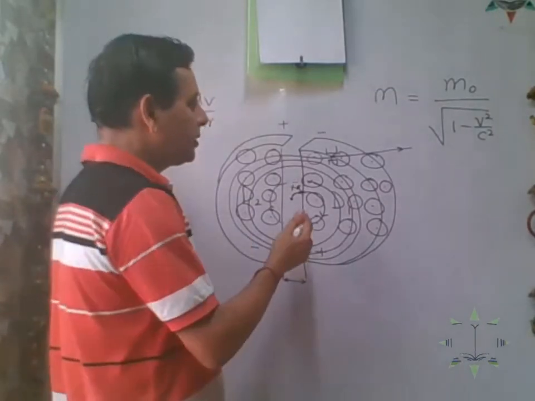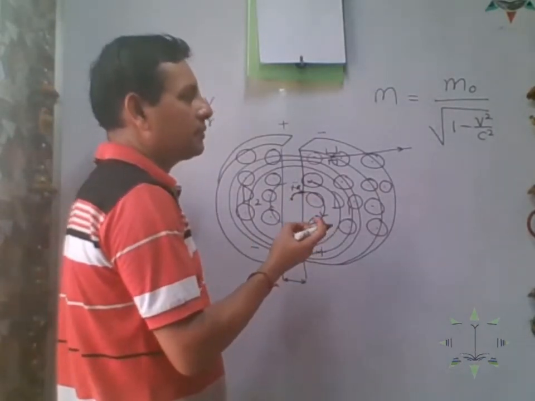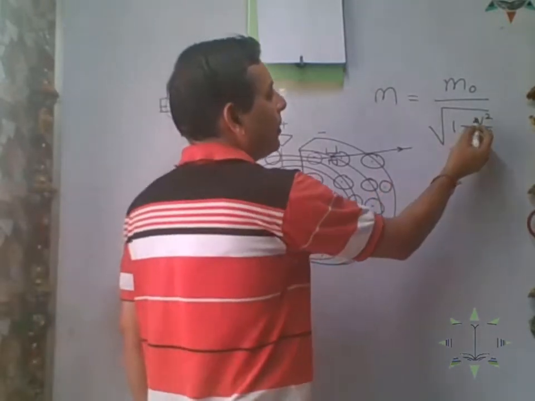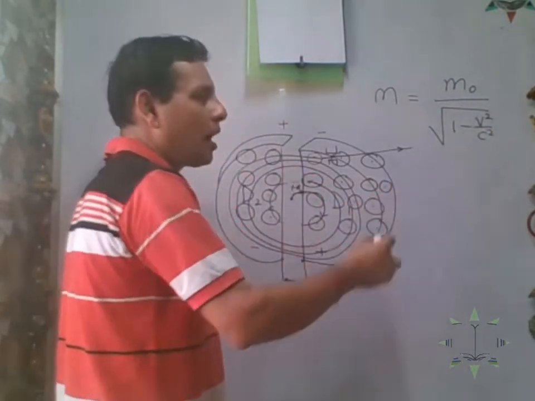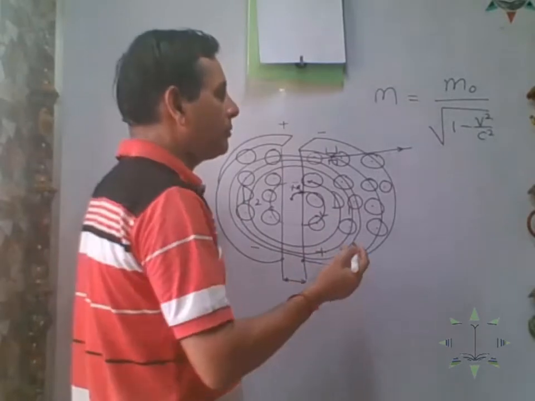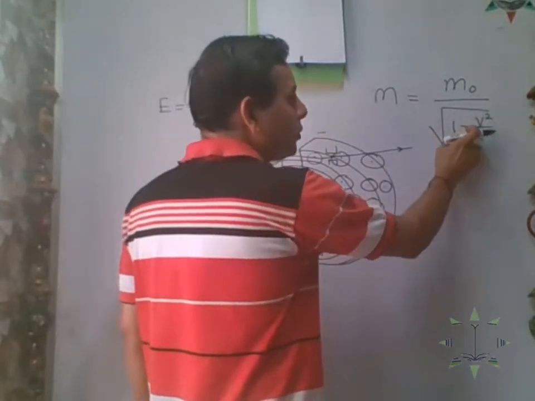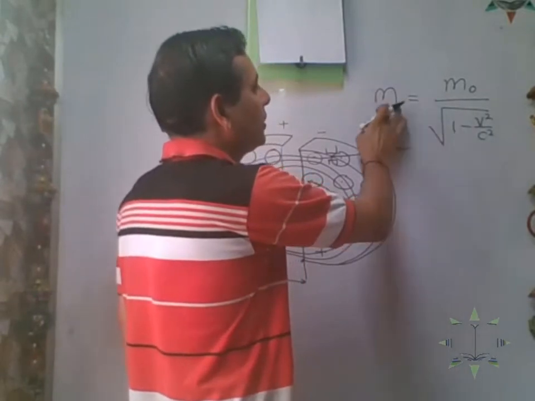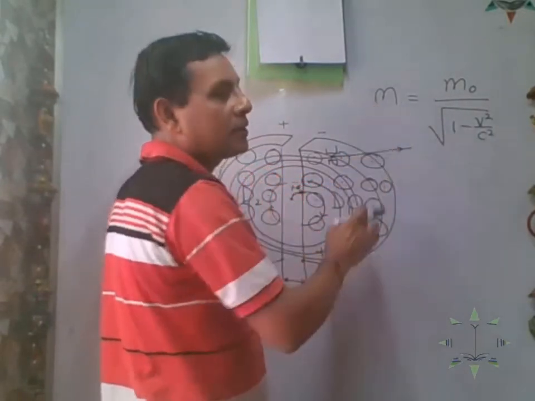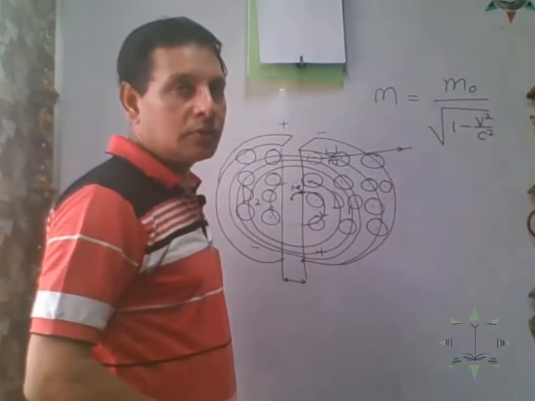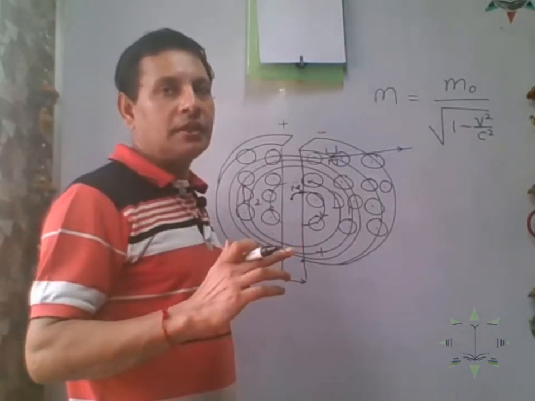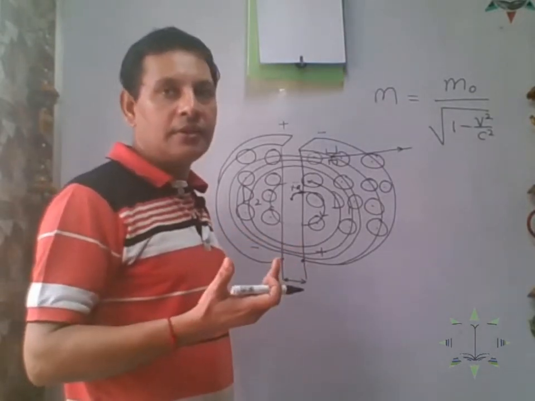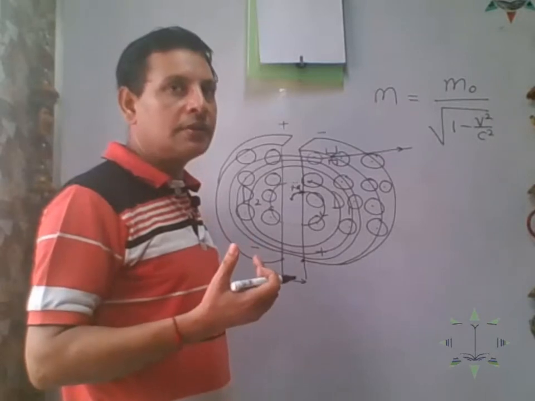Now, the electron being a very light particle, its mass is very small, so it will attain very high velocity. If the velocity is high, then the denominator is very small. If the denominator is small, then the mass will increase. So you cannot accelerate the particle. If the mass increases, then the acceleration stops. So that is the reason.